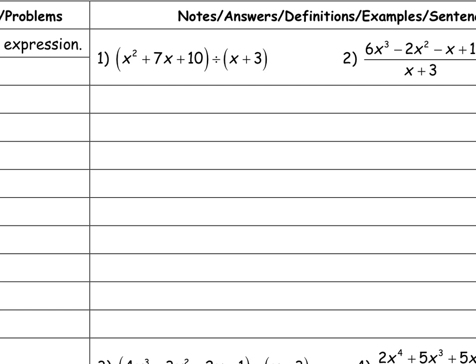So how do I do long division the long way? Well, I'm going to put what I'm dividing into inside the house. So this would be x squared plus 7x plus 10 inside my little dividing house, right? And then what I'm dividing by, the divisor, goes on the outside, x plus 3.